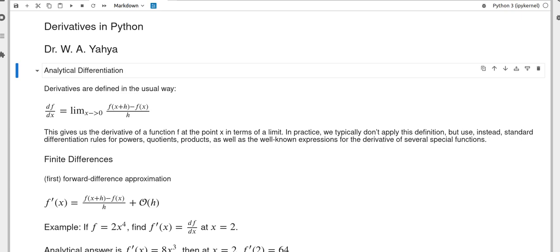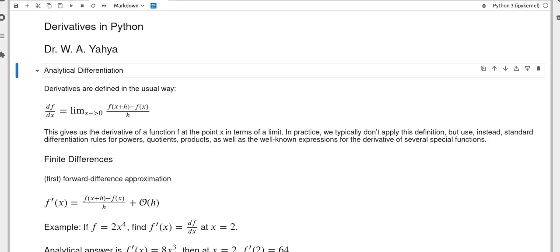So today we'll talk about derivatives in Python. How do you find derivatives in Python? There are three approaches to evaluate derivatives in Python. The first approach is using numerical methods, like the finite difference method.